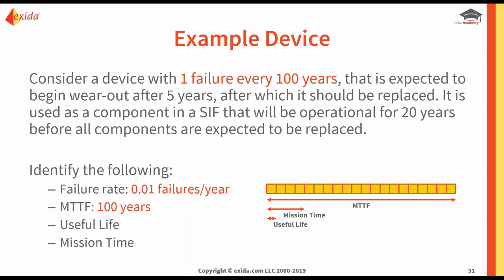The useful life and mission time might be a little bit more confusing. The useful life is the time before wear out. So if the device is expected to begin wear out after 5 years, the useful life is 5 years. And the mission time is 20 years because that is how long the SIF will be operated before all components are expected to be replaced. So hopefully that gives you a good idea of the different time parameters for an example device.